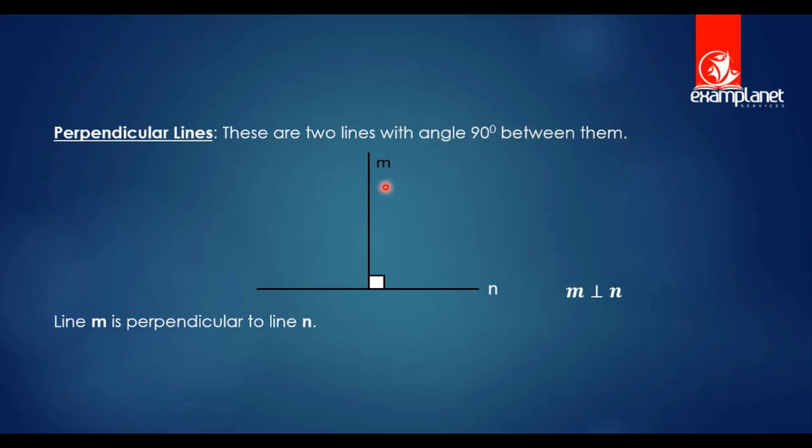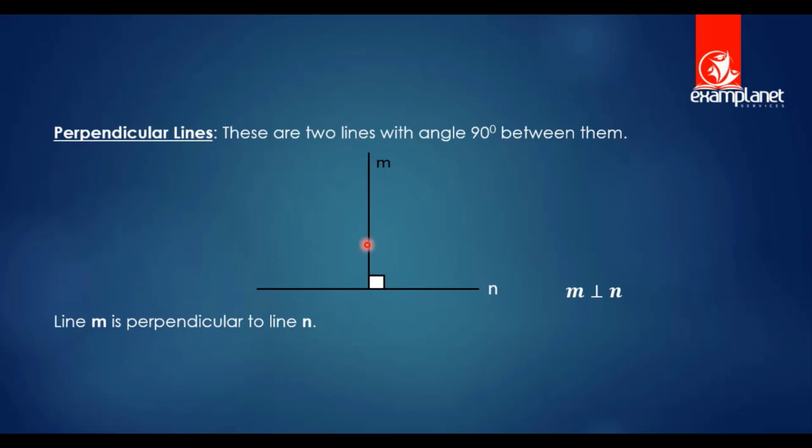So two lines with an angle of 90 degrees between them are called perpendicular lines. Don't forget that this is an angle of 90 degrees. Every other angle is shown with a curve. Only 90 is shown with something like this. So lines M and N are perpendicular because they have an angle of 90 degrees between them.